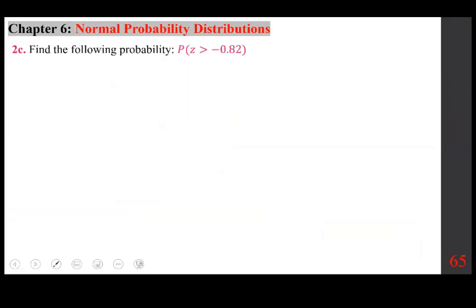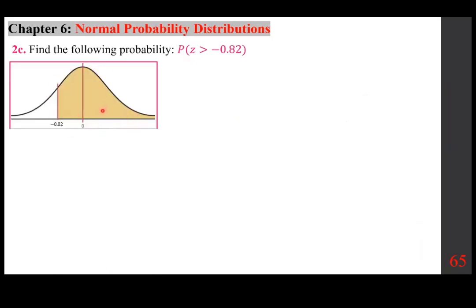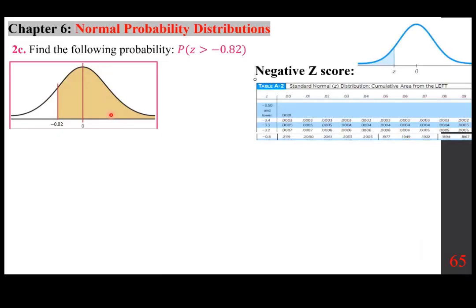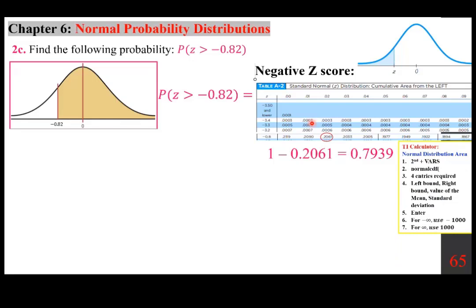Probability of z larger than negative 0.82. Graphing is extremely important because right away we realize each side is 0.5, so this shaded region must be larger than 0.5. Now, this shows the area to the left. Therefore, we subtract it from 1. We come up with the answer. Again, we could use technology, but if we use the table, we would come up with the answer accordingly.